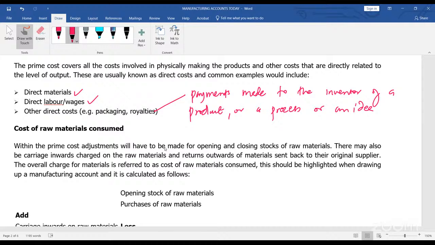So they will form part of our prime costs. They will form part of the prime costs.